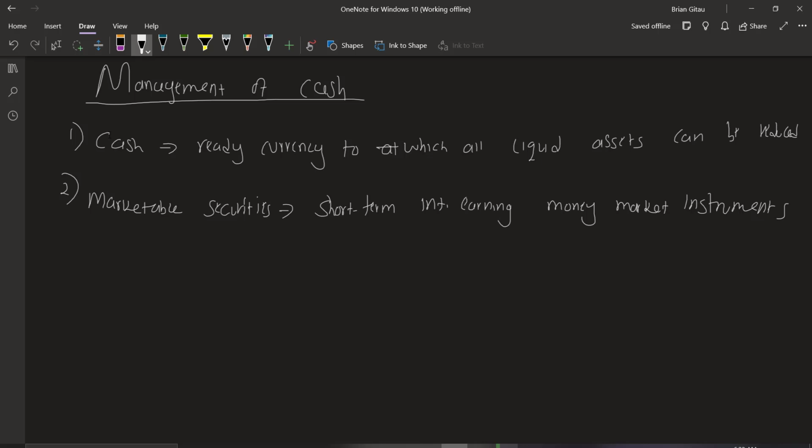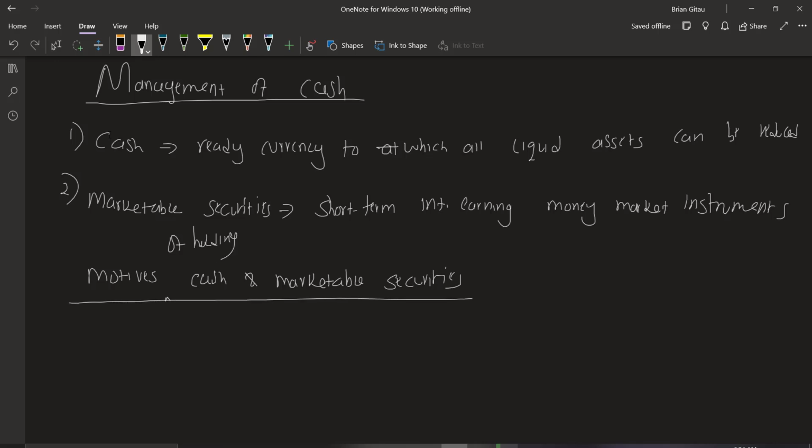Now, the level of cash and marketable securities held by the firm will be determined by its motives of holding them. So let us look at the motives of holding cash and marketable securities.